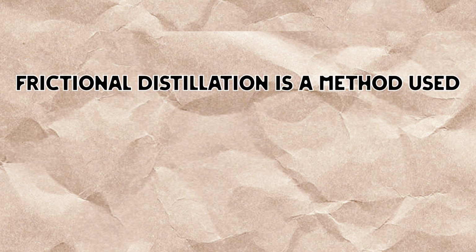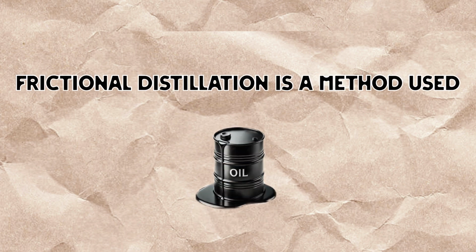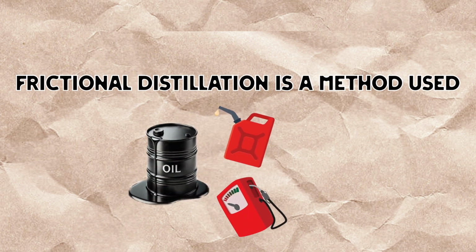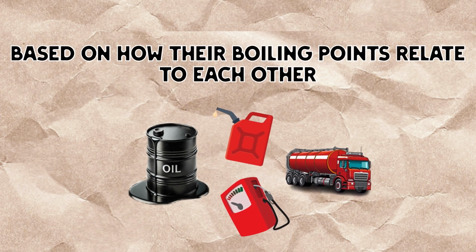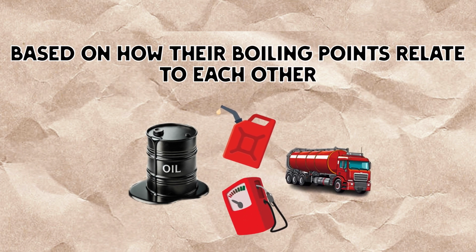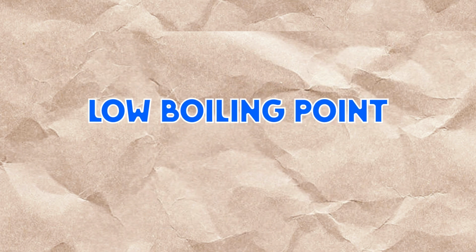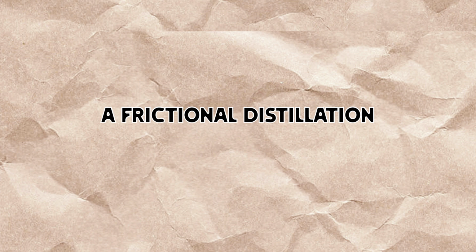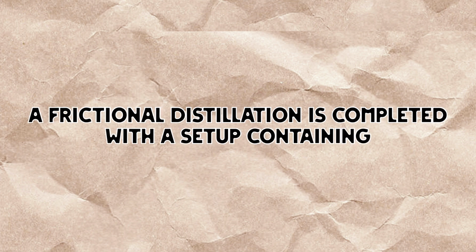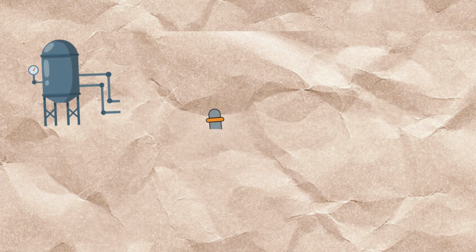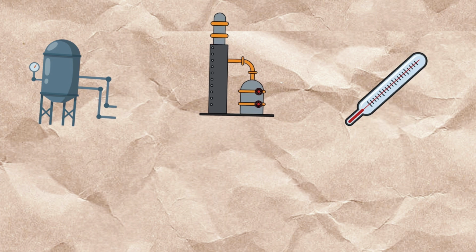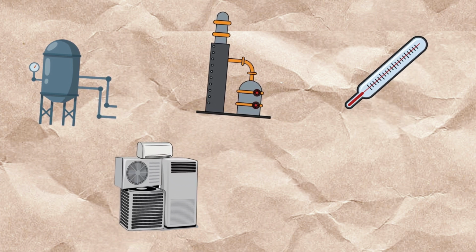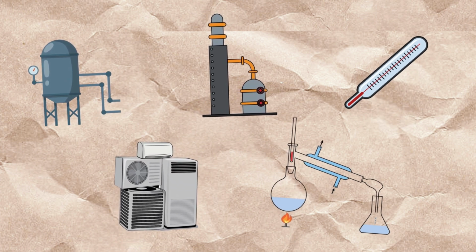Fractional distillation is a method used to separate a mixture, which is crude oil, into its individual components based on how their boiling points relate to each other. A low boiling point will separate first. How does fractional distillation work? A fractional distillation is completed with a setup containing a heating vessel, a fractional column, a thermometer, a condenser, and a collecting vessel, with the addition of heat.